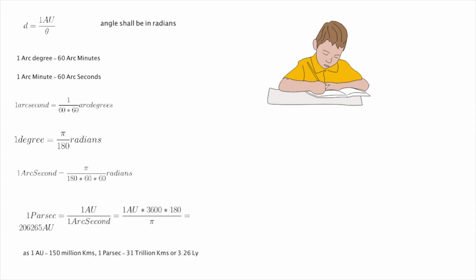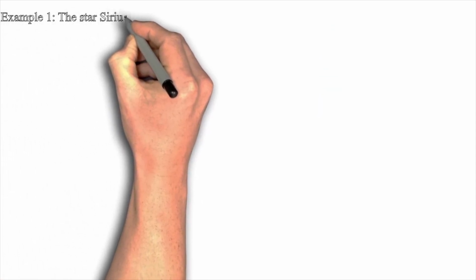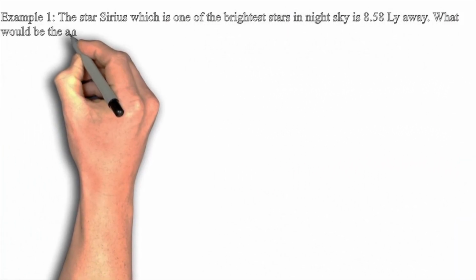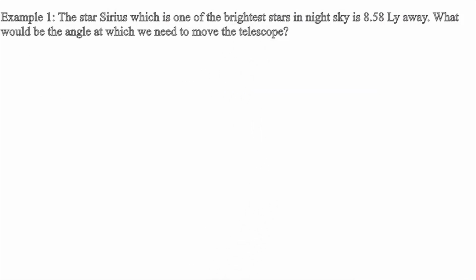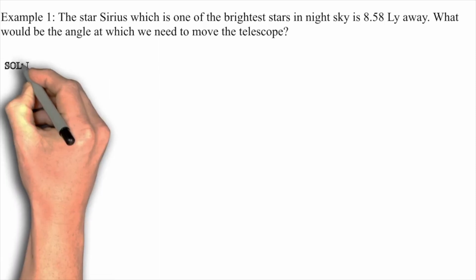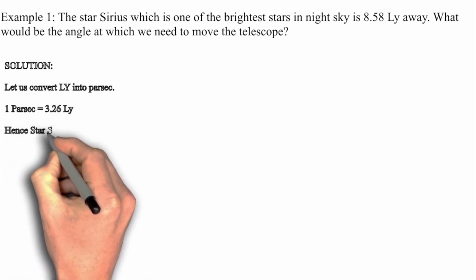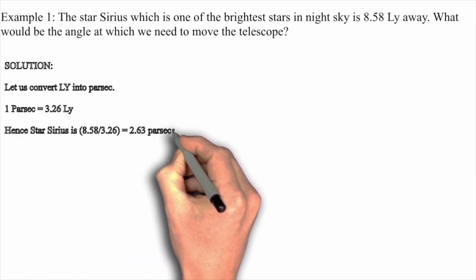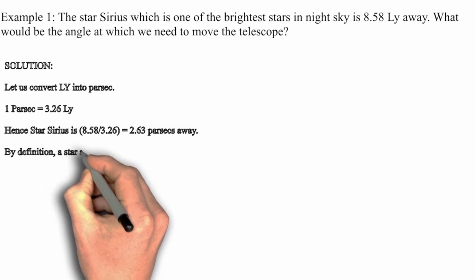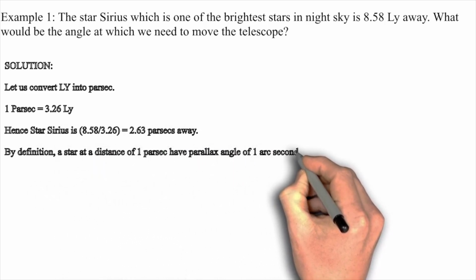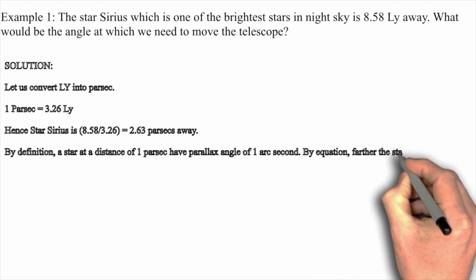Let us do an example problem. The star Sirius, which is one of the brightest stars in the night sky, is 8.58 light years away. What would the angle need to be at which we would need to move the telescope? You can pause for a while and try the solution. Let us convert light years into parsecs. 1 parsec equals 3.26 light years. Hence, the star Sirius is 8.58 divided by 3.26, which equals 2.63 parsecs away.